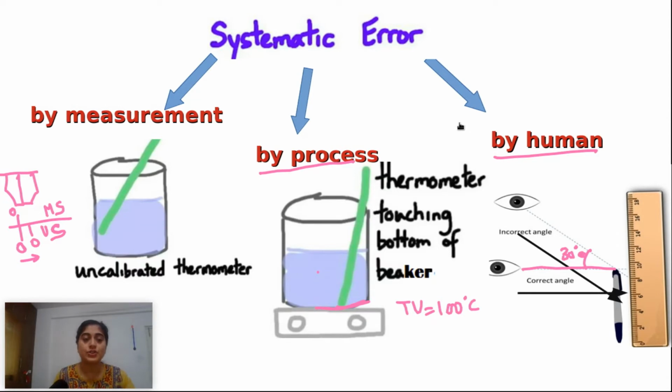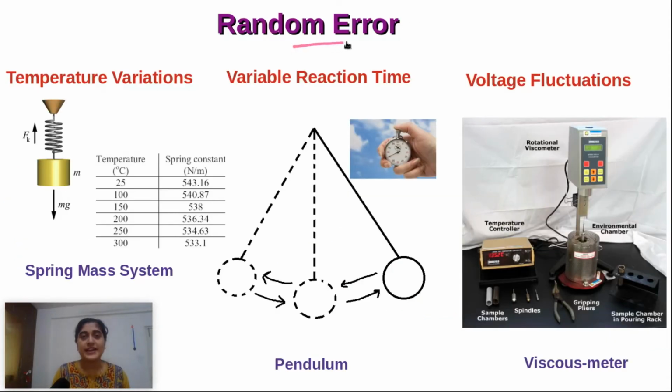Now I will tell you some reasons for the random error. Now the random errors. There are some reasons in which random errors happen. The first one is temperature variations.